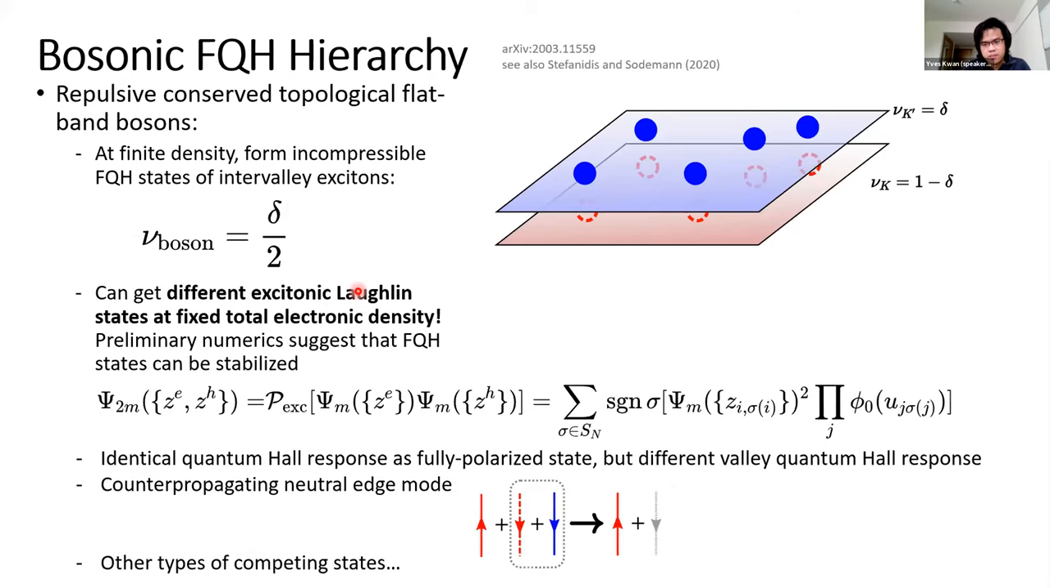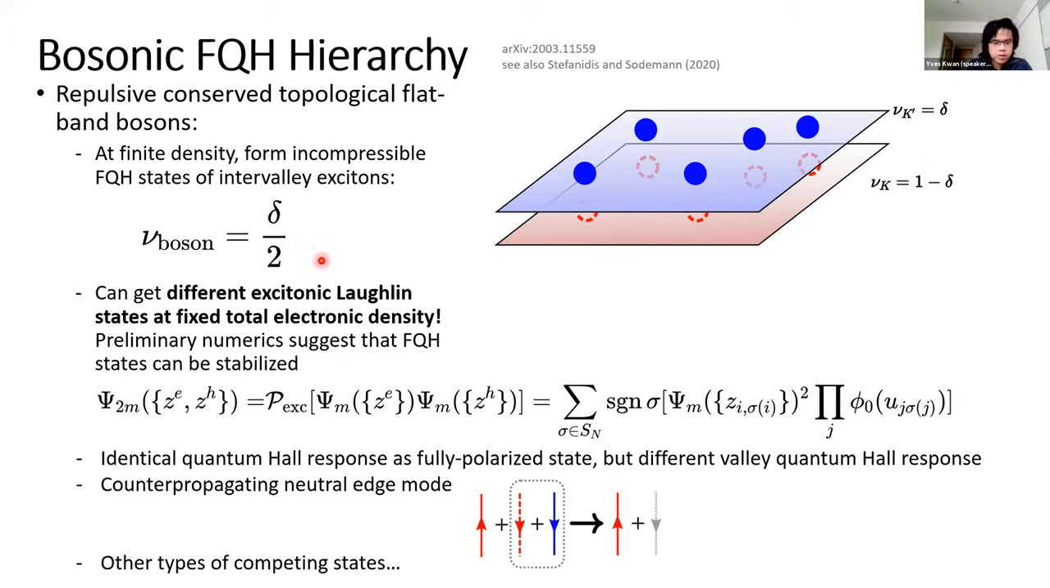And the key point I want to make is that for the same total electronic density, we can get different excitonic states just by changing this fraction delta. And we've done some preliminary numerical studies in our paper, which suggest that indeed some of these excitonic Laughlin states can be stabilized for certain values of delta and parameters.